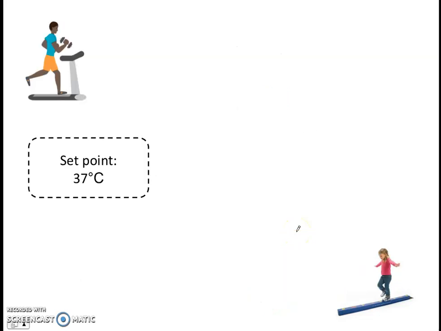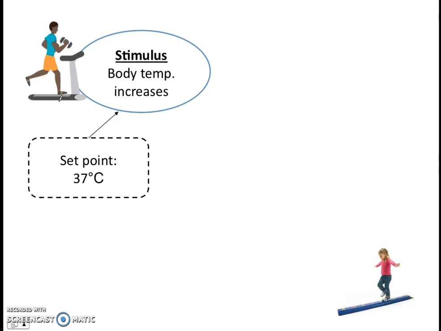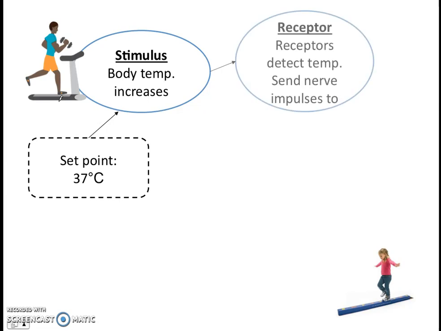Alright, so once again, we're going to look at this diagram. So the set point of our body temperature is around 37 degrees. However, if you go for a nice run, which I always encourage you guys to go for exercise, the core body temperature will increase. Right, so the stimulus that changes from the set point is that your body temperature will increase. This is detected by the receptors in your skin and in your hypothalamus, and the receptors will send this information. So let's say your body temperature is going up to about 37.6 degrees Celsius, which is above the set point.